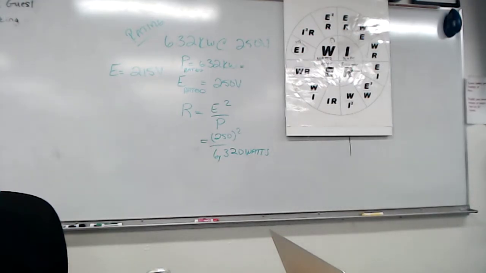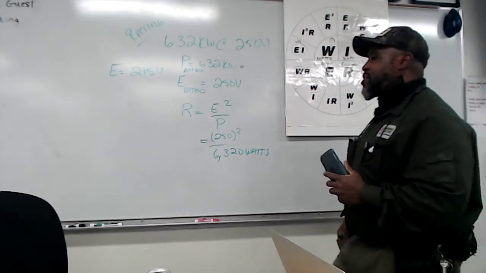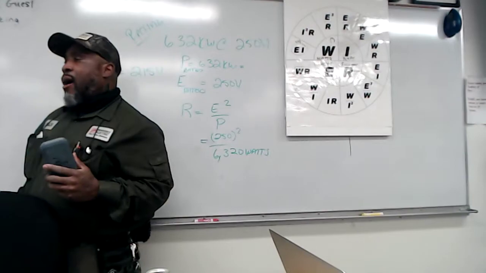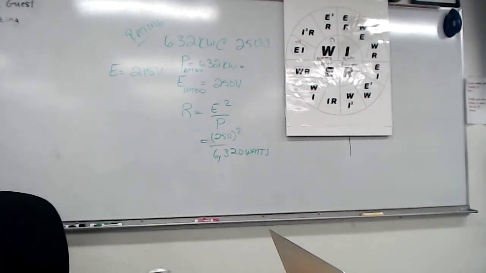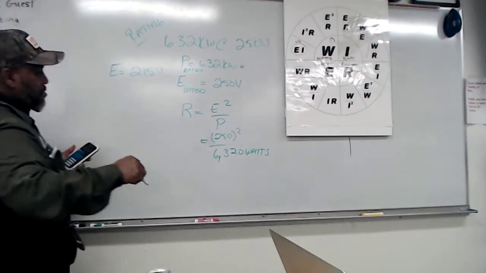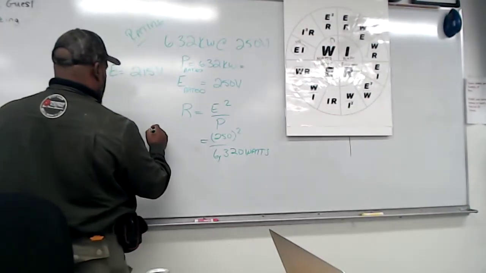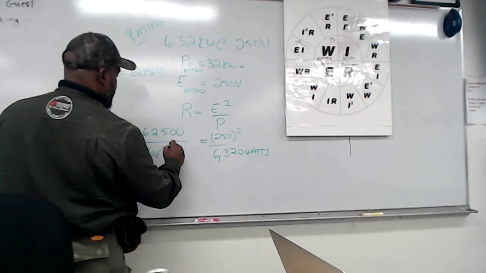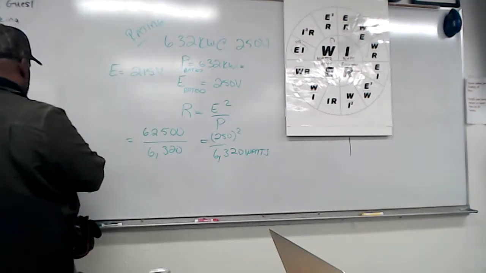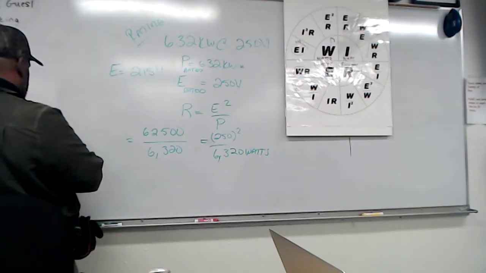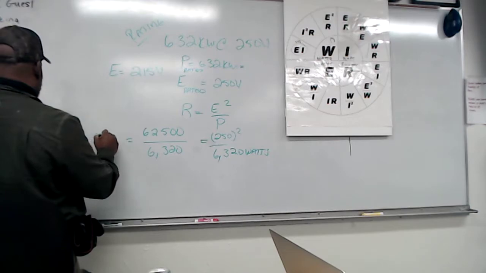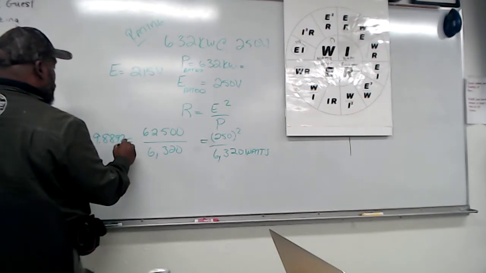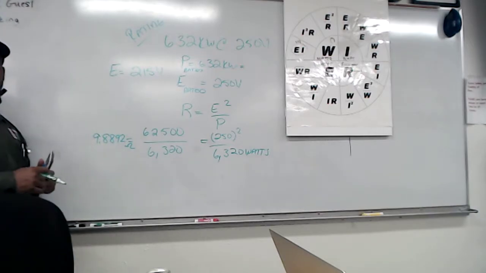So I get my trusted calculator out. They tell me you're not going to be able to use any kind of calculator, just a basic calculator with no 1 over x and no x squared. So you basically go 250 times 250, which gets you 62,500, and divide that by the watts. What does that give you? 9.8892 ohms.